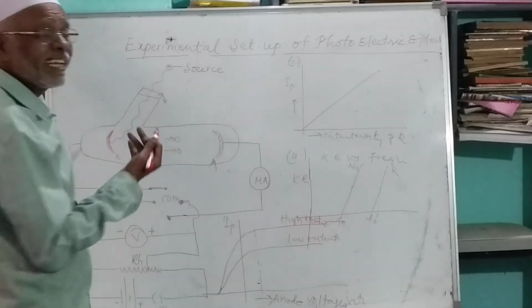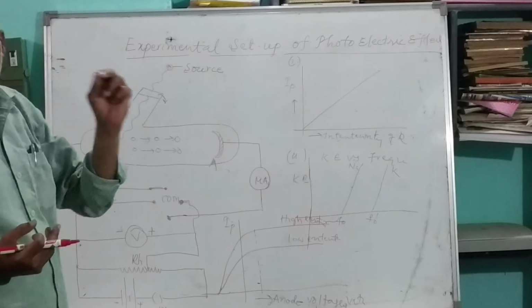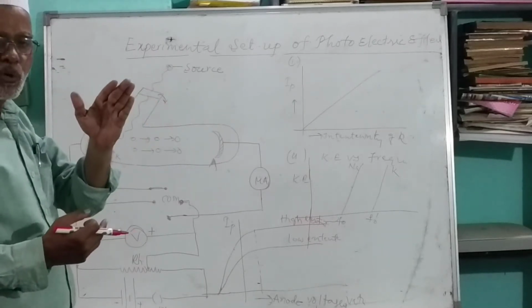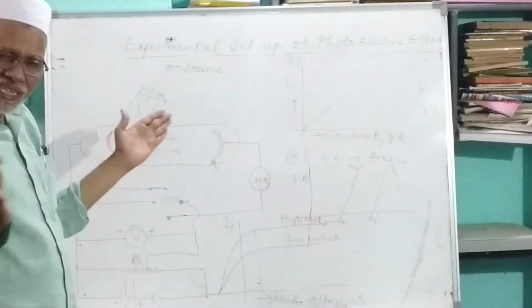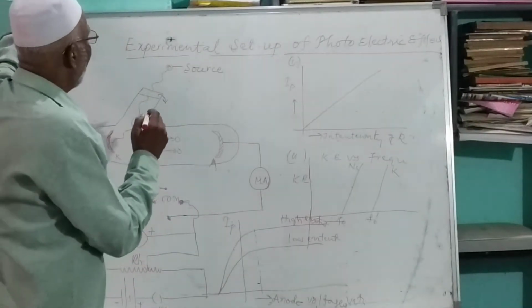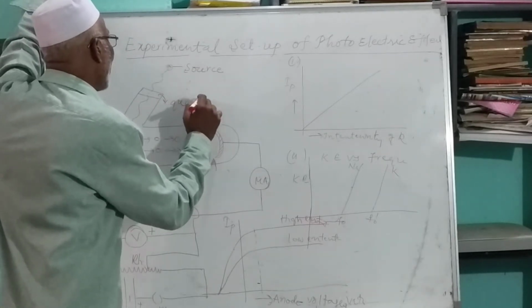Now, as I said, what is the role of this quartz? Quartz acts as a filter. It allows only monochromatic light radiation. That particular wavelength light radiation is allowed, whereas the other light radiation is absorbed. So that's why it is called a filter. It is nothing but the quartz.